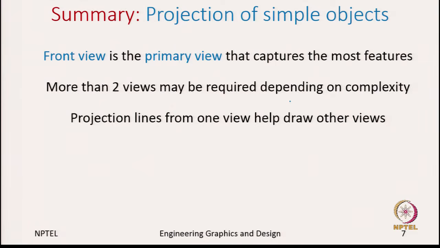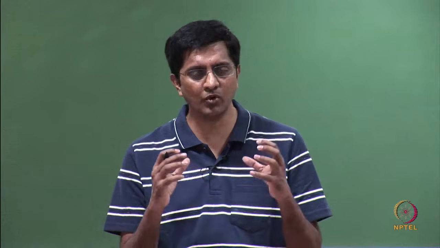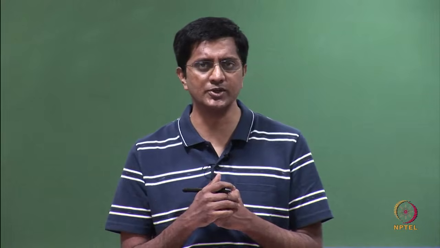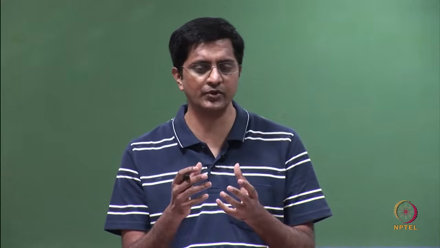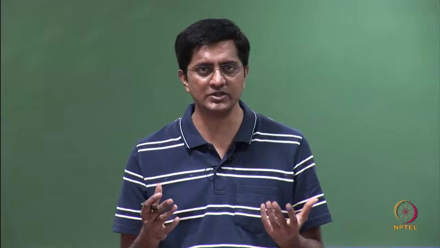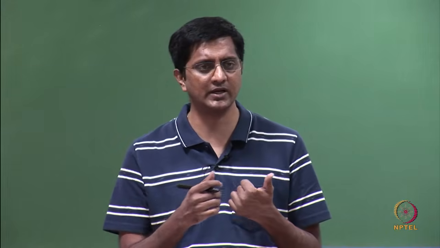Okay. To summarize, what we learned in this lecture is how to start by projecting simple objects. The first and foremost thing to do is to make a choice of the front view, and when you make that choice, we keep in mind that we should be capturing most of the features in the front view. And then depending on the complexity of the object, you need to decide whether you need 2 views, 3 views or more than 3 views. And maybe, as I already said, basic views may not be sufficient for some complicated objects. In that case, you may have to use things like auxiliary views or section views.